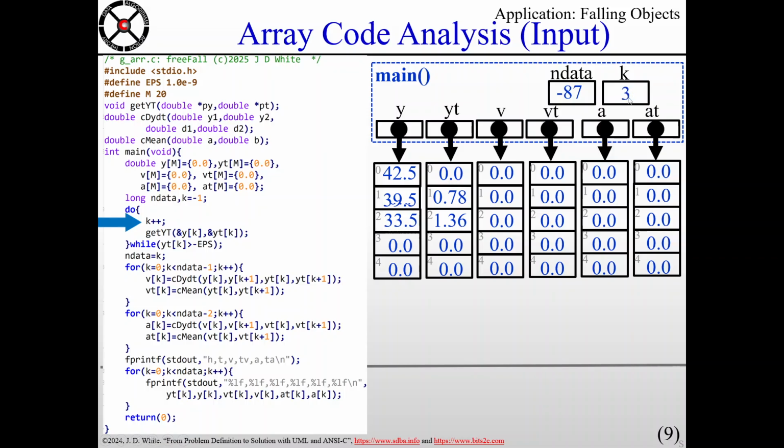Increment K. We're now up to 3. Next, we are going to try to read the file. Okay, I read -1. And that tells me y of 3 equals -1 is less than -10 to the -8. Exit the loop. Sorry, it's 3. Exit the loop. I now set n data to 3.